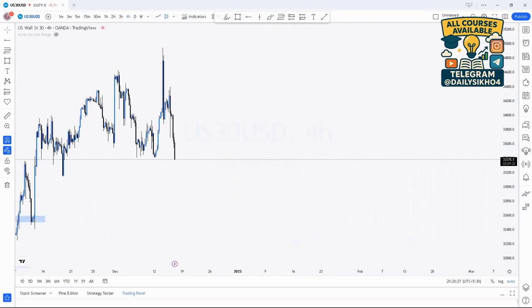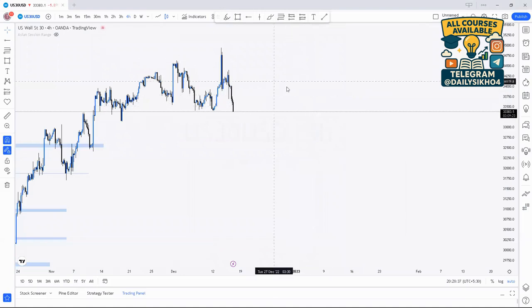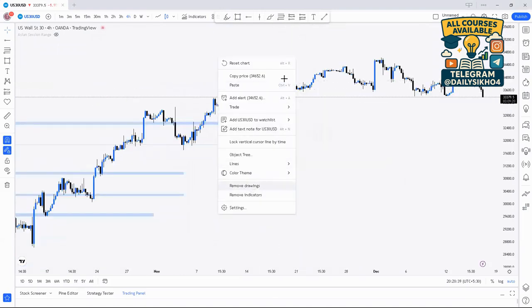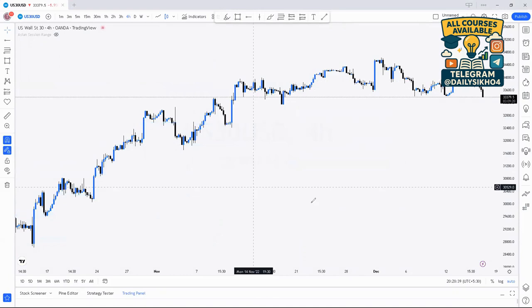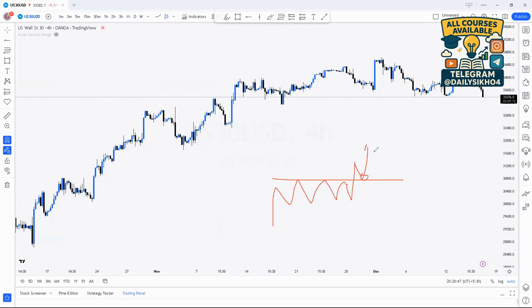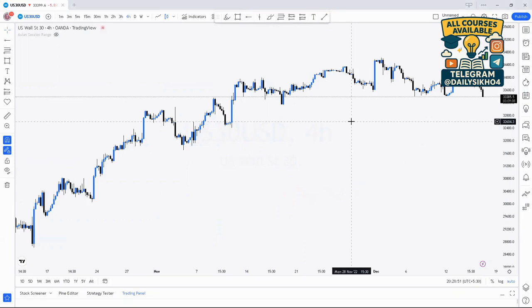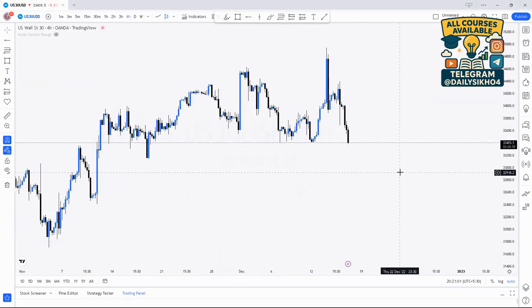So that's the first rule for us to draw areas of concern. And a broken resistance will always turn into a support, meaning let's say we have a resistance over here. If that gets broken, it will turn into a support. That's one of the basic trading rules which we learned in the very initial stages. So that's very important.